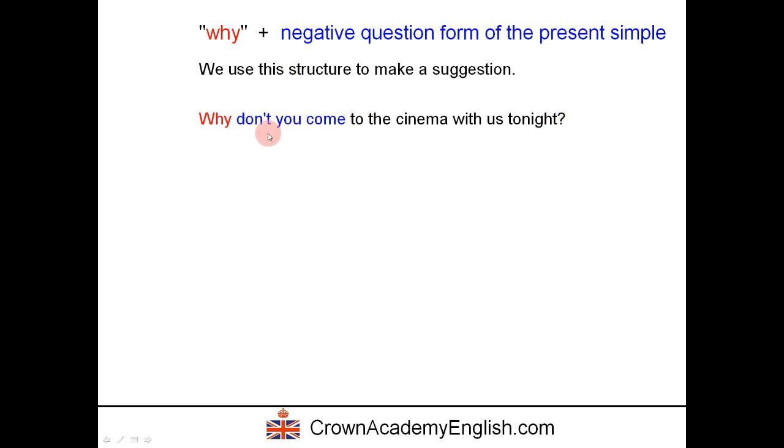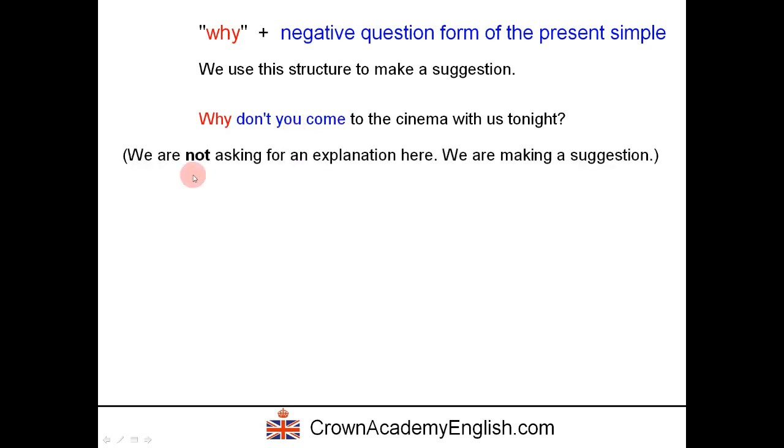Okay, so this part in blue, this is the negative question form of the present simple. Don't you come? Okay. And again, we are not asking for an explanation. We are making a suggestion.